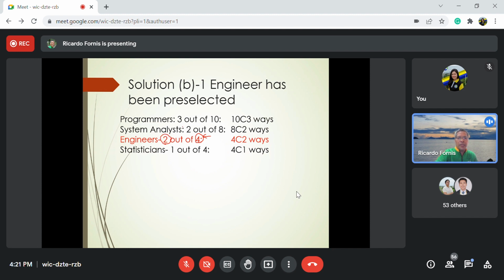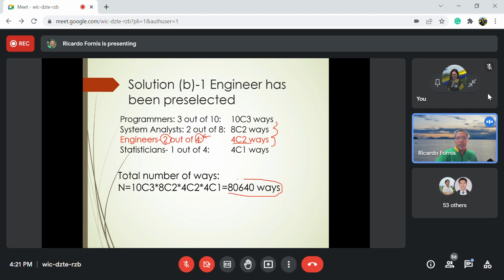So you can add it to the pre-selected engineer. Therefore, for the engineers, you now have 4 combined 2, 4 combined 2 different ways. And the same, you just multiply all the results. Just say 10 combined 3, 8 combined 2, 4 combined 2, times 4 combined 1. And of course, the number of possibilities decreases to 80,640.